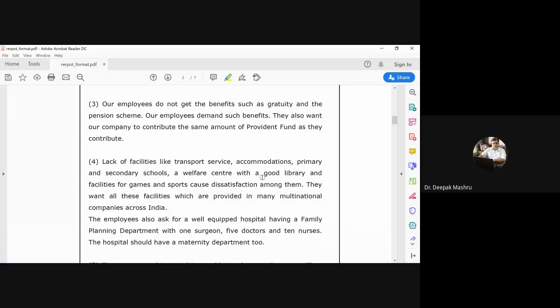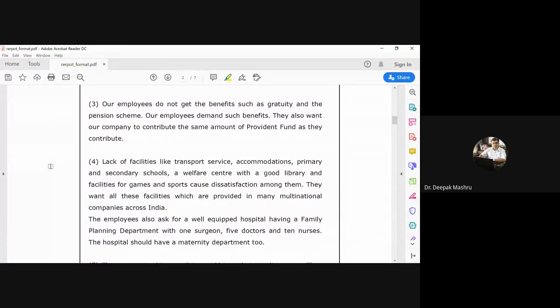Fourth one is lack of facilities like transport service, accommodations, primary and secondary schools, a welfare center with a good library and facilities for games and sports, which cause dissatisfaction among them. See, this is something extra, and the workers are becoming a little bit more luxurious. This is not Google, this is Surya, but they demand like this, that there is no transport service, accommodation is not there, primary secondary schools are not there, but there is a big company that they can be there. So we are talking about all possible things.